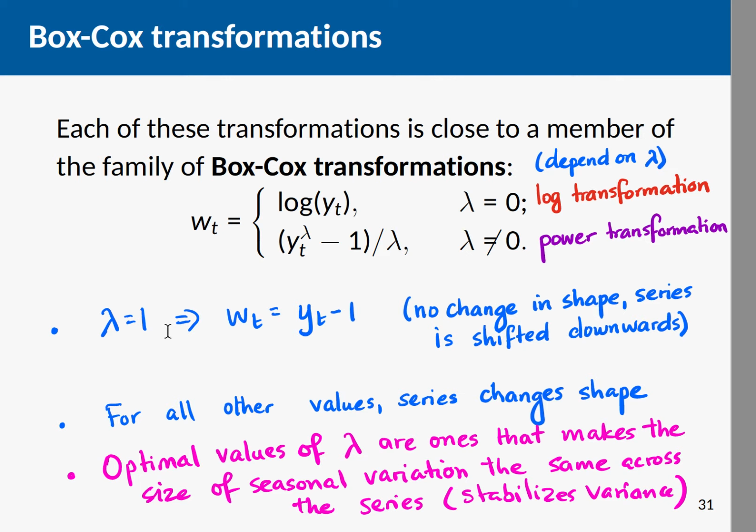But for all other values of lambda, the series will significantly or not so significantly change its shape. The goal is to find the optimal value of lambda that makes the size of the seasonal variations, which is the difference that we see between those peaks and troughs, if you were eyeballing, the same across the time series. So we would then say, if we could find that value of lambda, then we have stabilized the variance.